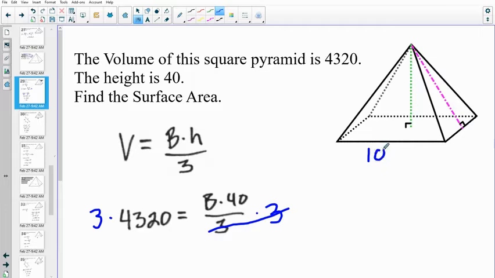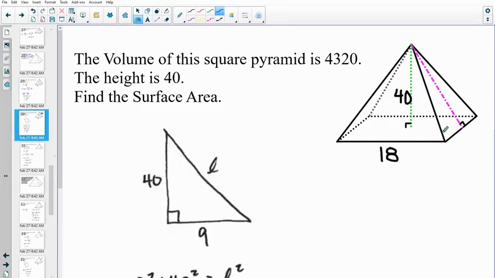Now again, that's not what we're looking for at the end of this problem. I need the surface area at the end, but now I've got the height that was given to me as 40. I've got this length right here. In order to find the surface area, I'm going to have to find the slant height, but we've seen this before. If I know those two sides, I can complete the right triangle right here. If this side length is 18, then that side of the triangle is 9, half of 18.